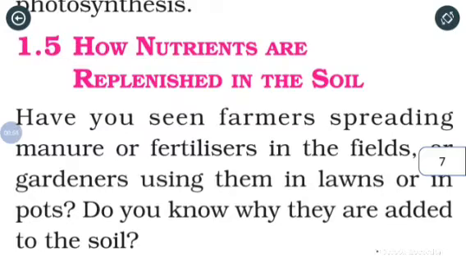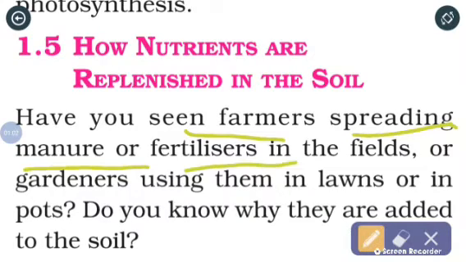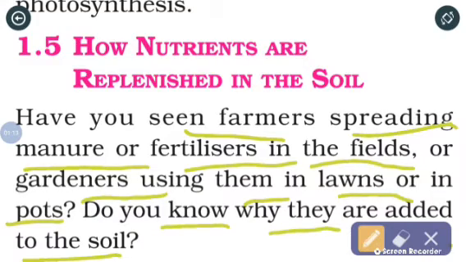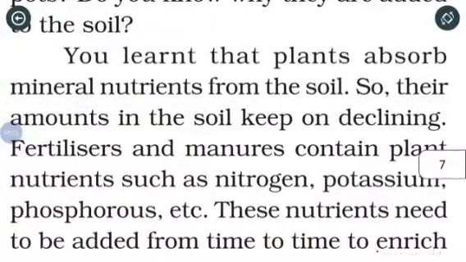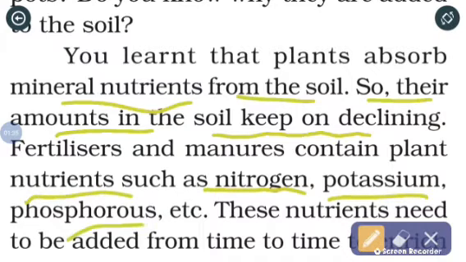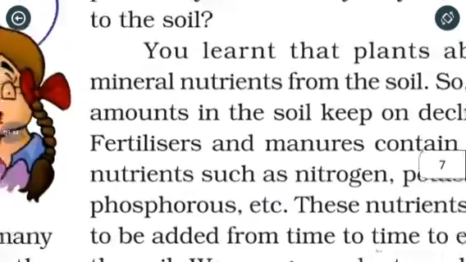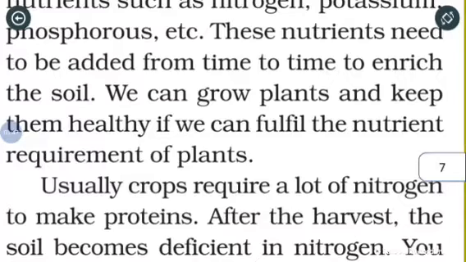How are nutrients replenished in the soil? Have you seen a farmer spreading manure and fertilizer in the field, or a gardener using them in a lawn or in a pot? Do you know why they are added to the soil? You have learned that plants absorb mineral nutrients from the soil, so their amount in the soil keeps declining. Fertilizers and manure contain plant nutrients such as nitrogen, potassium, phosphorus, etc. These nutrients need to be added from time to time to enrich the soil.